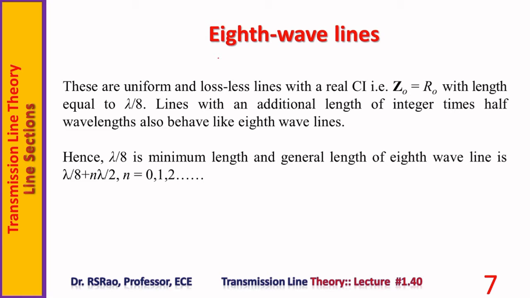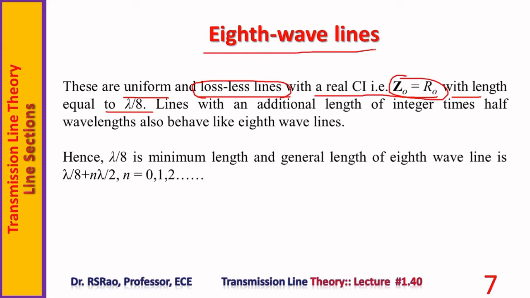Now we move to the actual topic of the present session. We plan to consider 3 line sections. First one is the 8th wave line. 8th wave lines are uniform and lossless lines with a real characteristic impedance Z0 equal to R0 with the length equal to lambda by 8. When the line is a lossless line, naturally the characteristic impedance is real and there is no great thing about it. Basically, an 8th wave line is a uniform lossless line whose length is lambda by 8.